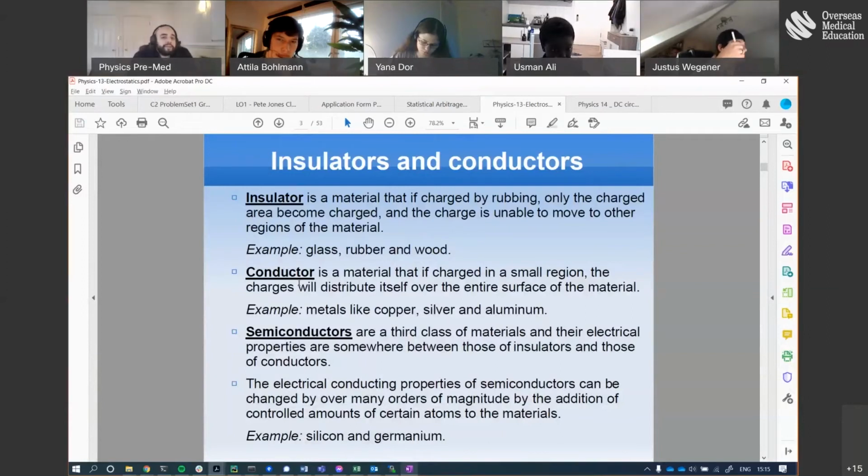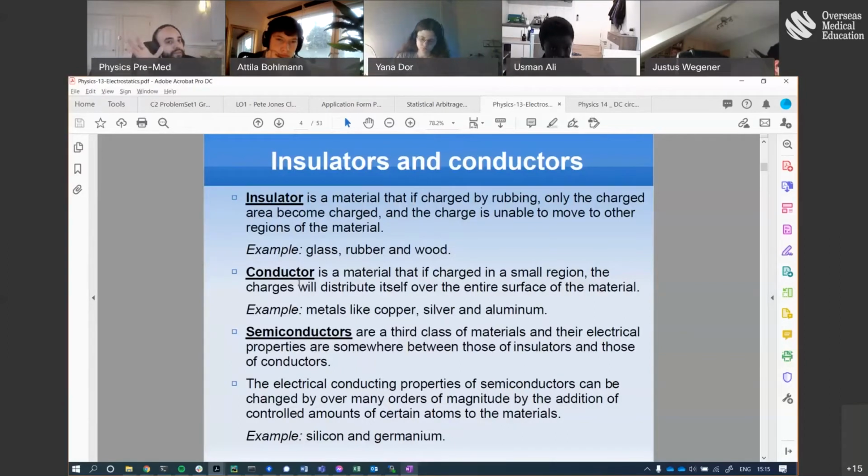Another important concept is the idea of an insulator, a conductor, and what's called a semiconductor. From their names, the ideas are fairly intuitive. Here we're looking at electrostatics, so electricity when charges are not moving, when charges are just standing still.